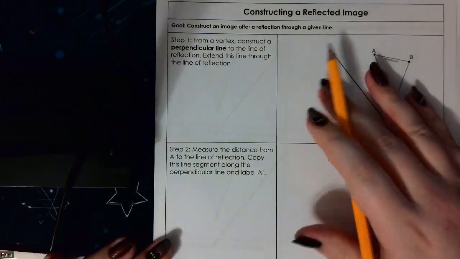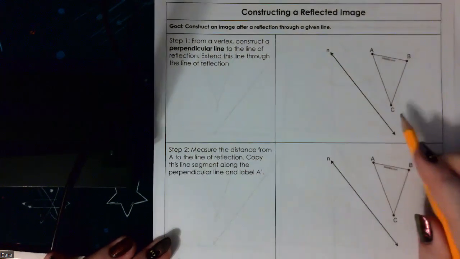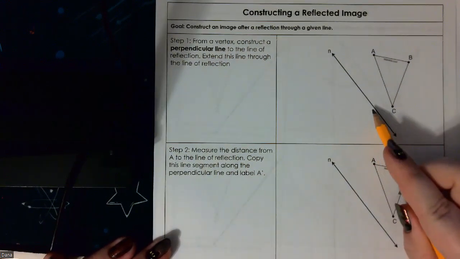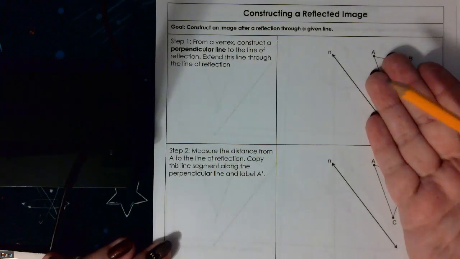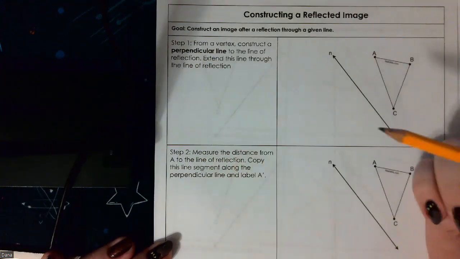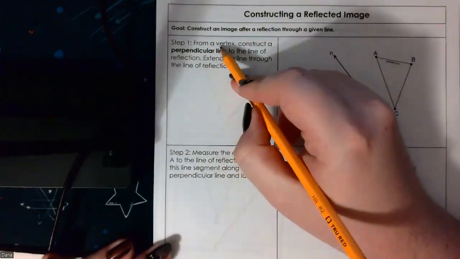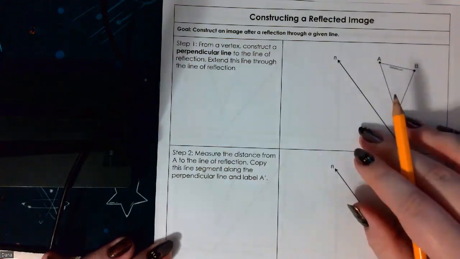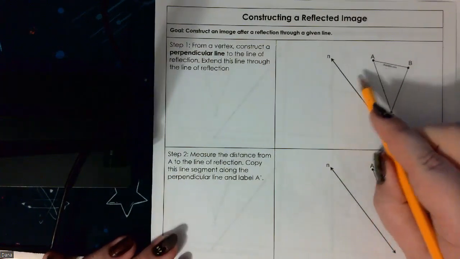So if we want to construct a reflected image, you're given an image to start with and your line of reflection. And you're basically showing how you could flip this figure over that line. So to start, pick a vertex, and you're going to construct a perpendicular line to the line of reflection.